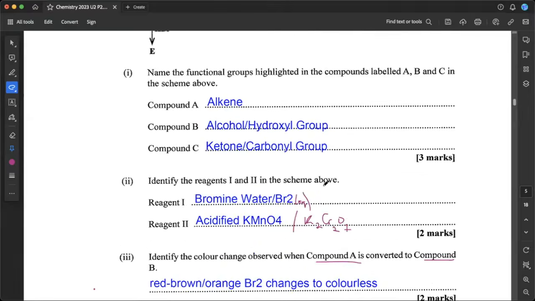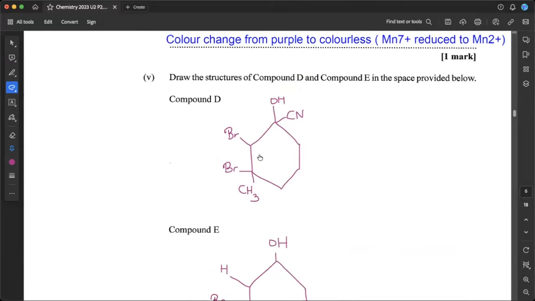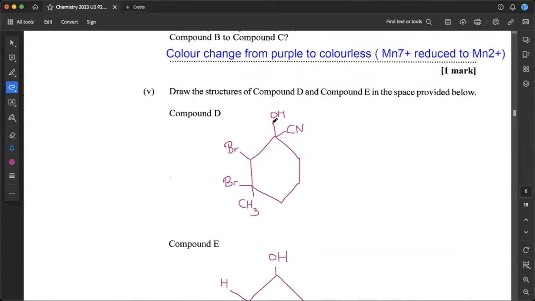So let's draw what that would look like. So the carbonyl group becomes the C-OH group. Instead, we have this hydroxyl group here and the cyanide being added there.